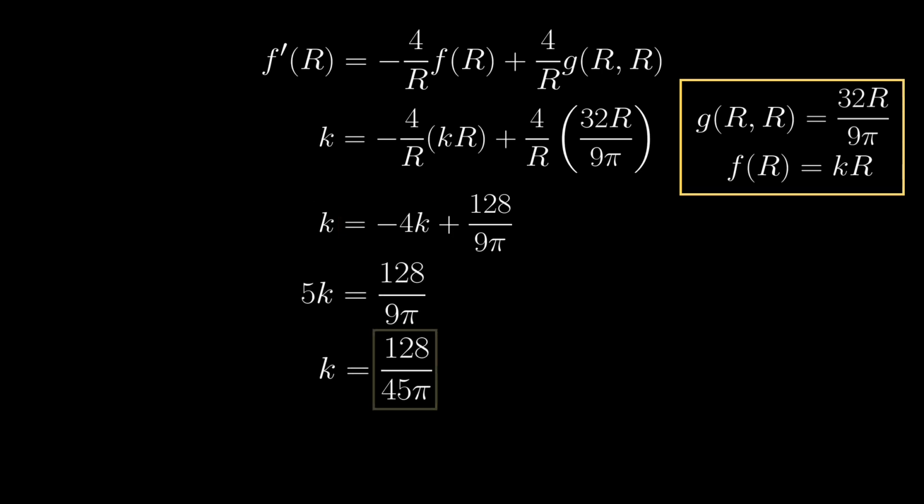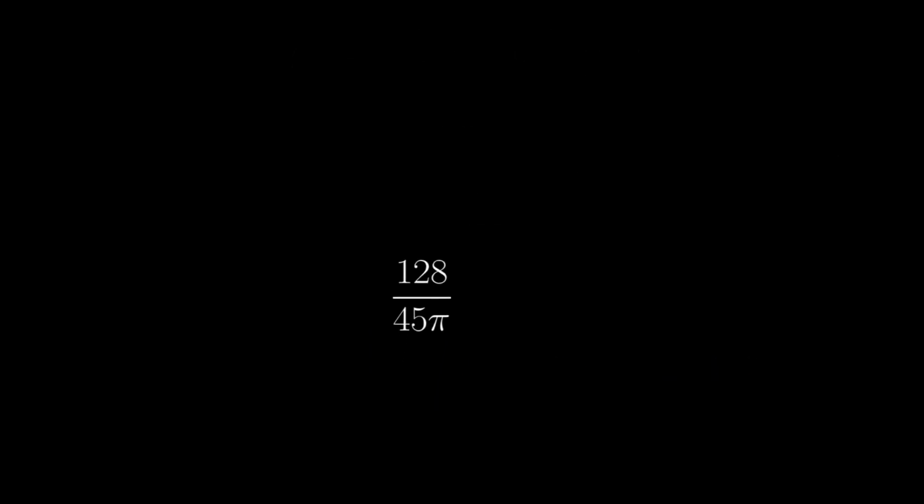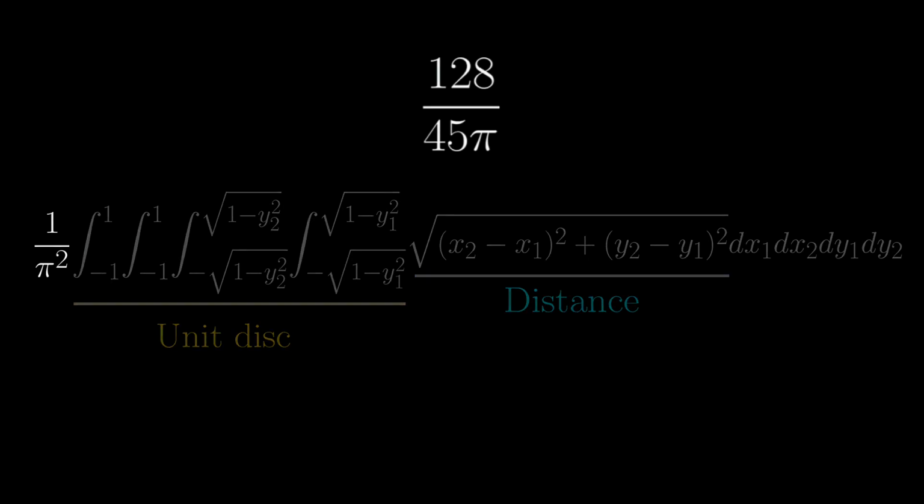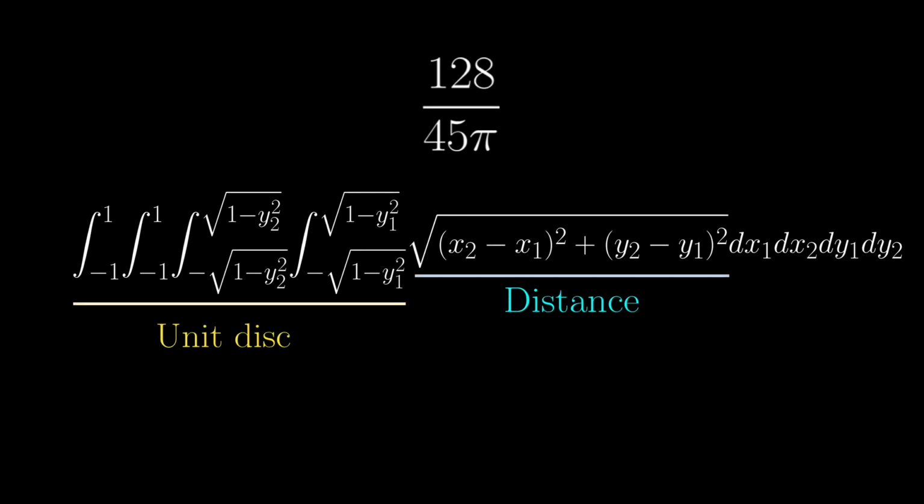So here we have it. The average distance in a unit disk is 128 over 45 pi. So the quadruple integral is 128 over 45 pi, but this is the version with the 1 over pi squared factor in front. So if we want the quadruple integral in the thumbnail, it would be 128 pi over 45. But wait, it doesn't end here.